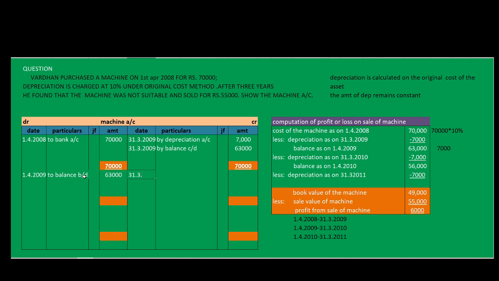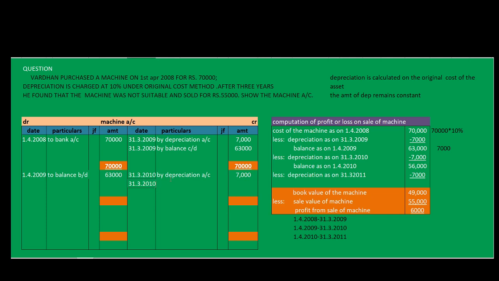Now continuation. Again at the end of the financial year, 31st March 2010, we have to calculate depreciation. So by depreciation account, amount is 7,000 rupees. Then the same amount. Why? Because, sir, it is the fixed installment method where the depreciation amount remains the same throughout the life of the asset. So 31st March 2010.